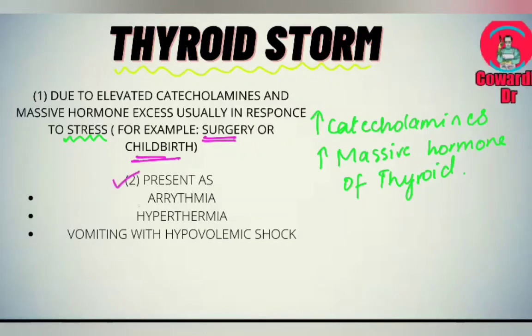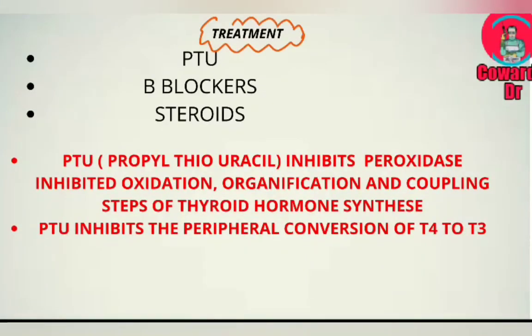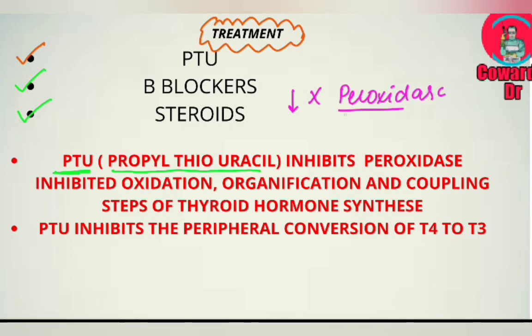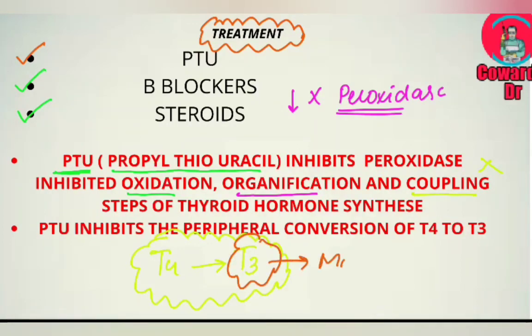Secondly, it may present as arrhythmia, hyperthermia, or vomiting with some hypovolemic shock. The treatment includes PTU, beta blockers, and steroids. So what is PTU? This PTU is known as propylthiouracil. What it will do is that it will block the peroxidase. As we studied earlier, if the peroxidase is blocked, then there will be no oxidation, no organification, and no coupling steps of the thyroid hormone. Also the PTU inhibits the conversion of T4 into T3. This T4 is the main hormone which is released by the thyroid, and this T3 is the more active form.